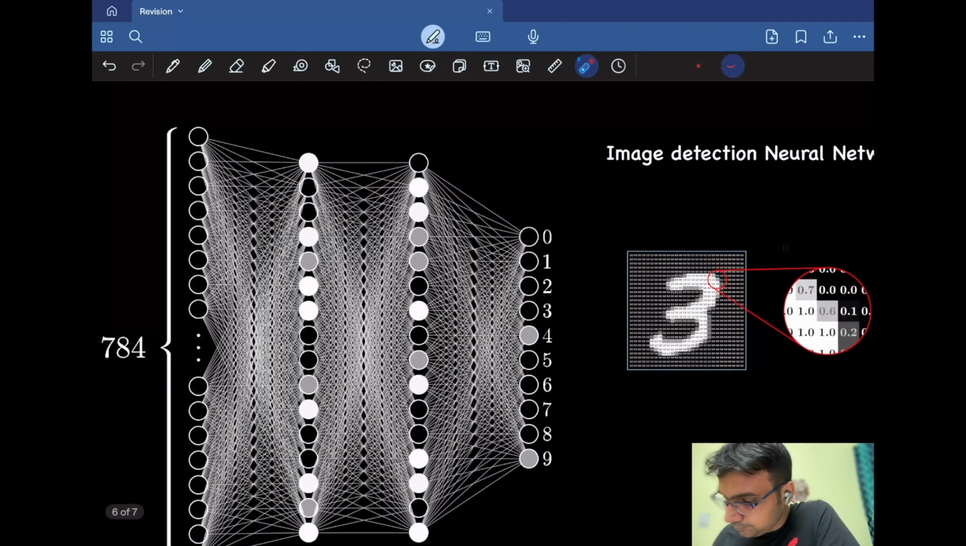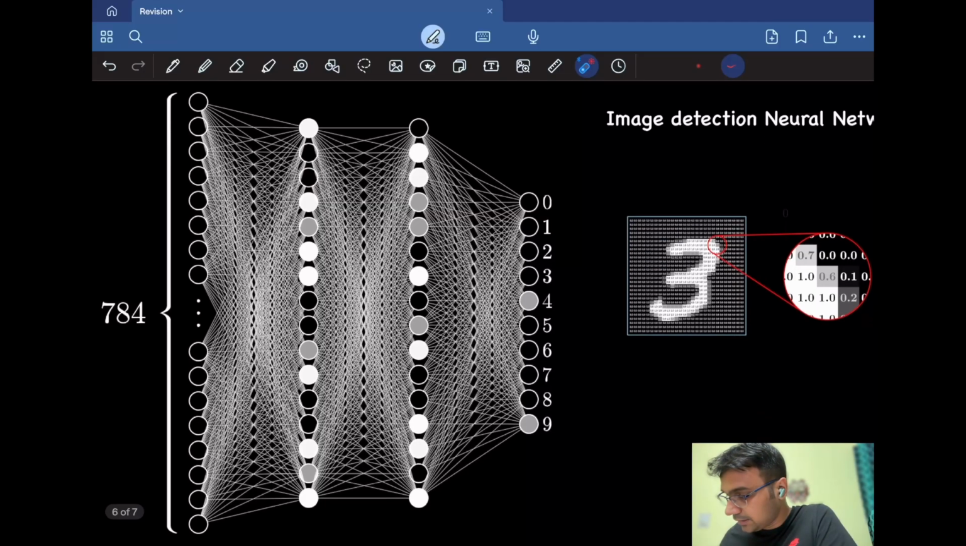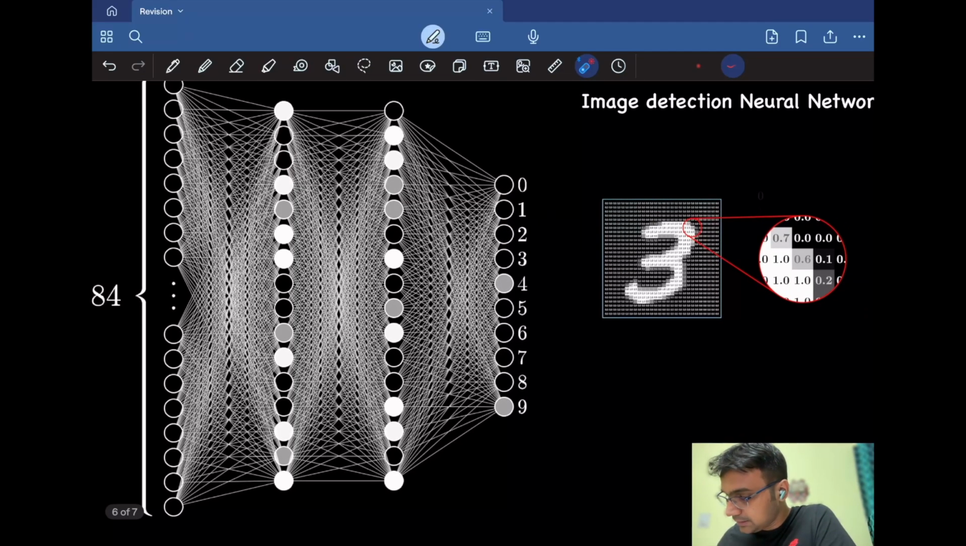Okay, and based on the weights and biases, the second layer value is calculated, and similarly the final value will be calculated. But initially the weights and biases are random, so it doesn't make any sense.